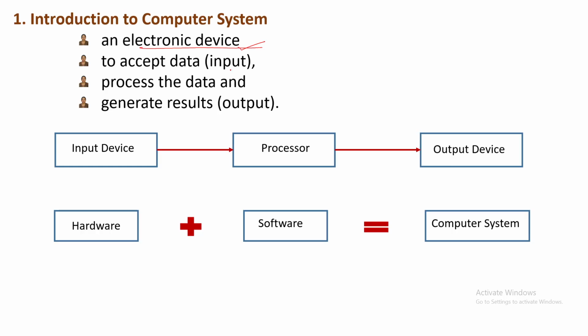In the computer system, you have always studied input device, processor, meaning CPU, and then output device. So what is the use of an input device? To accept the data. Which type of data? Whatever the user gives as instructions through a program or any command.